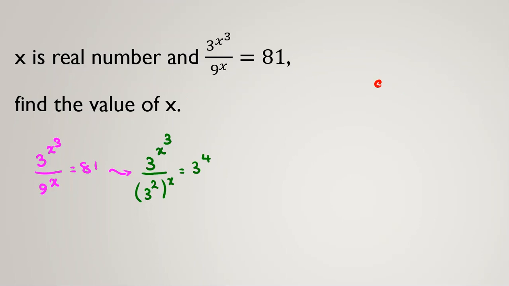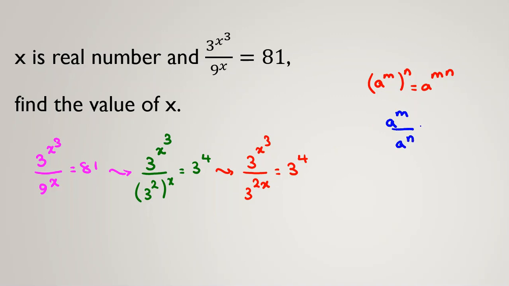By the power rule, we can say a to the m, to the n, equals a to the mn. So the power is 3 to the x cubed in the numerator. The denominator will be 3 to the 2x, and here it is 3 to the 4. Okay, and here we have division. If we have a to the m over a to the n, it will be a to the m minus n. So if we use it here, it will be 3 to the x cubed minus 2x equals 3 to the 4.